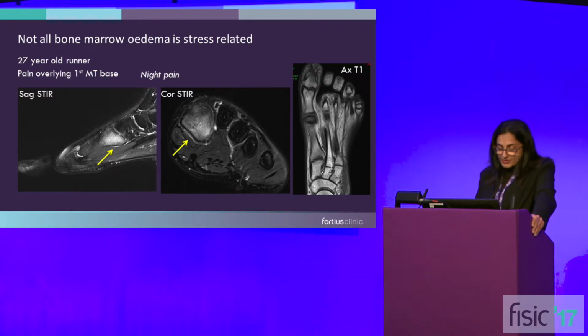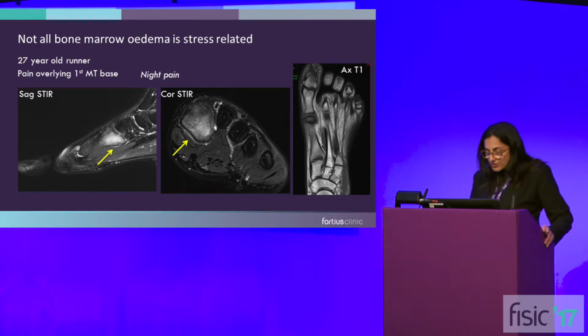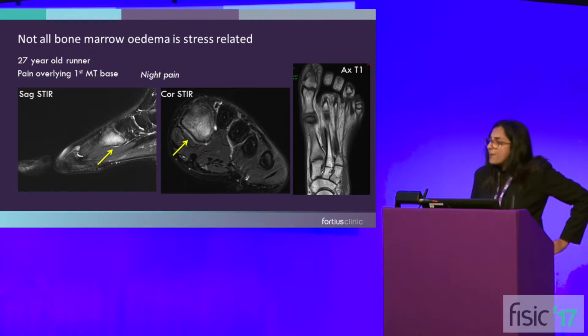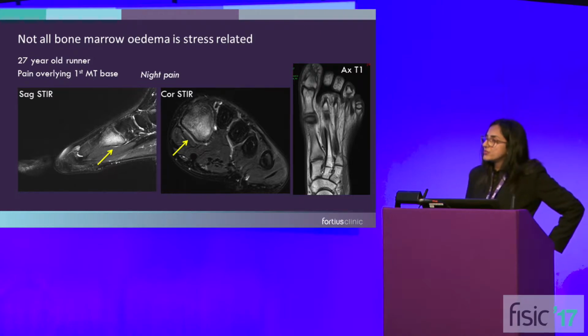You can see here that they had lots of bone marrow edema at the base of their first metatarsal, maybe a little low signal line there, difficult to know. But the patient's clinical history was they were getting night pain. And really that is a red flag sign. It doesn't fit with stress fracture or stress reaction.